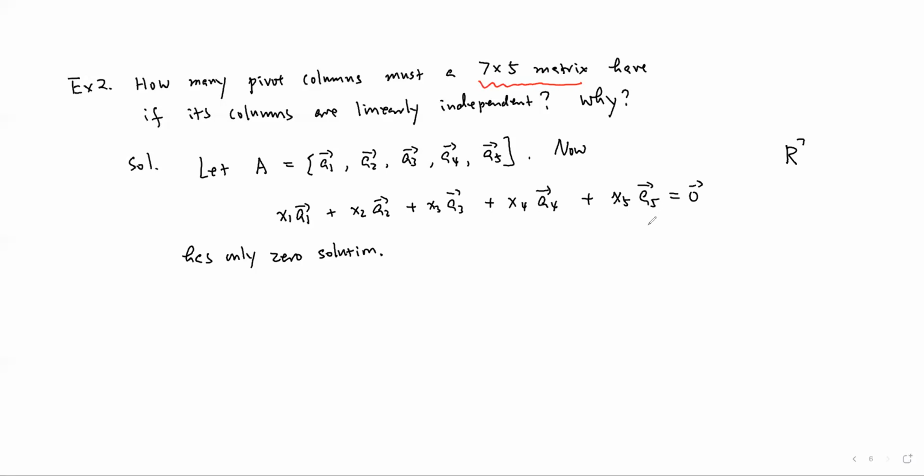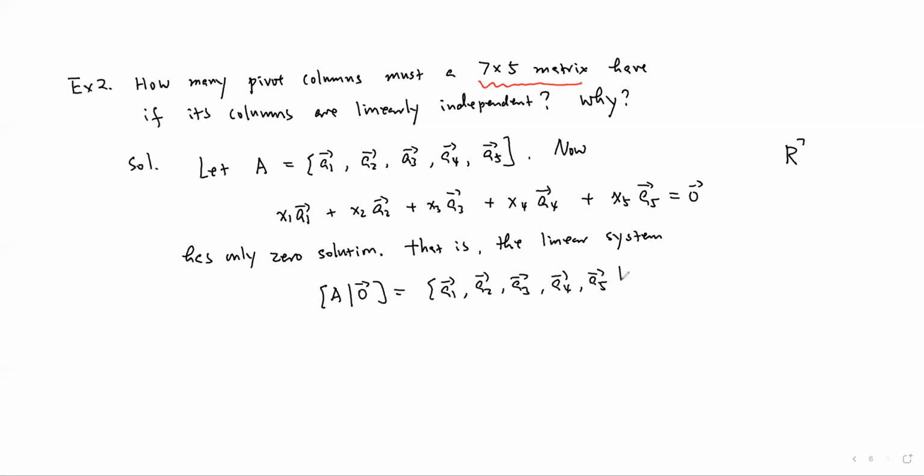This vector equation actually is a linear system. The augmented matrix is A, right hand side 0: A1, A2, A3, A4, A5, 0. It has only the 0 solution.